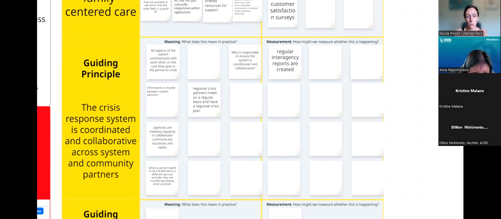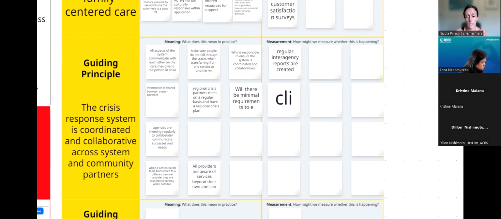So we are working on this whiteboard exercise where I'm not sure if you've ever done a whiteboard, but you can click on any of these sticky notes and add in your ideas to the questions that we are posing in relation to the guiding principle you see here on the left. The crisis response system is coordinated and collaborative across system and community partners. And if you want to just send a chat to me, I'm happy to type it in if that's an easier way to get the information in.